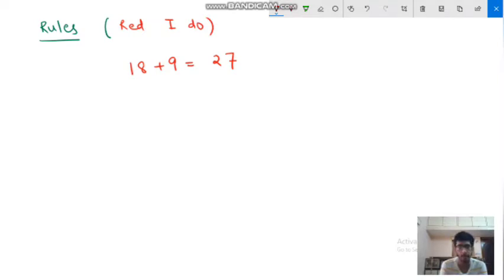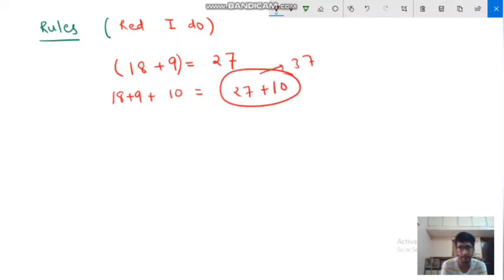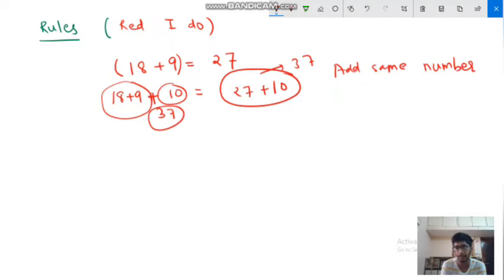If I add the same number to both the sides, this was 18 plus 9, which is equal to 27. If I add another 10 on both the sides, the equation will remain the same. See, 27 plus 10 is 37, and here 18 plus 9 is 27, plus 10, 37. So if you add the same number on both the sides, the equation remains the same. This was the first rule.